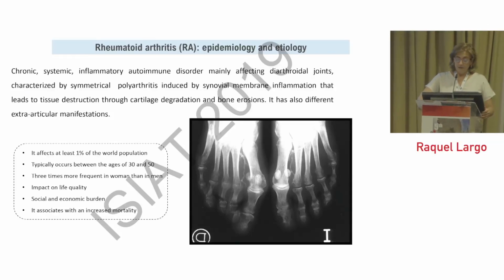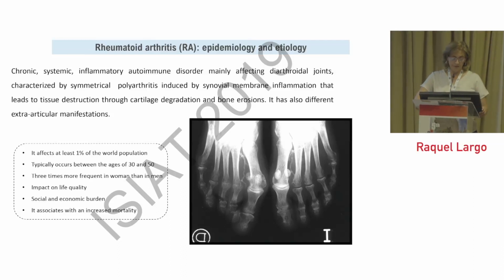Just some slides for people that are not familiar with this disease. I want to remind you that rheumatoid arthritis is a chronic systemic inflammatory disease that affects synovial joints. It induces a symmetrical polyarthritis simultaneously with cartilage degradation and bone erosions. It also gives rise to different systemic alterations. Of course, they have decreased in the last decade, but they are still important for the prognosis of the disease.